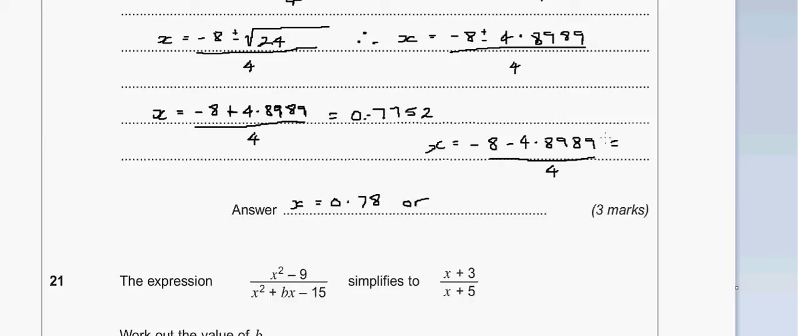So I go to my calculator again and I have minus 8 minus 4.8989, and I divide this by 4, and this gives me minus 3.224. Now to 2 decimal places, this is a 4, so it rounds down, so I will get x equals minus 3.22.